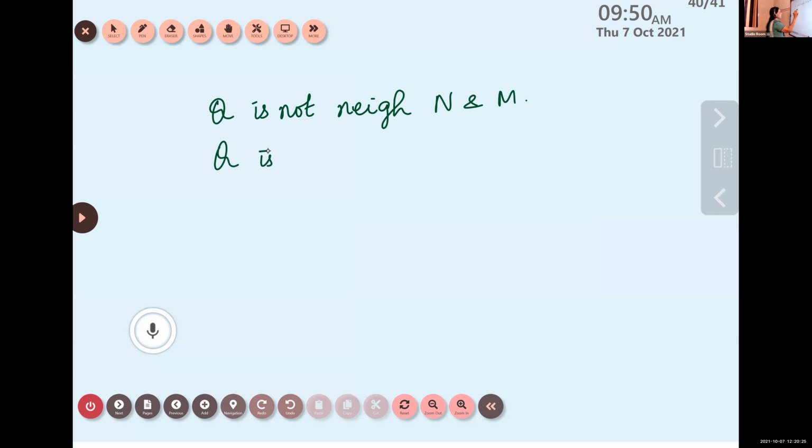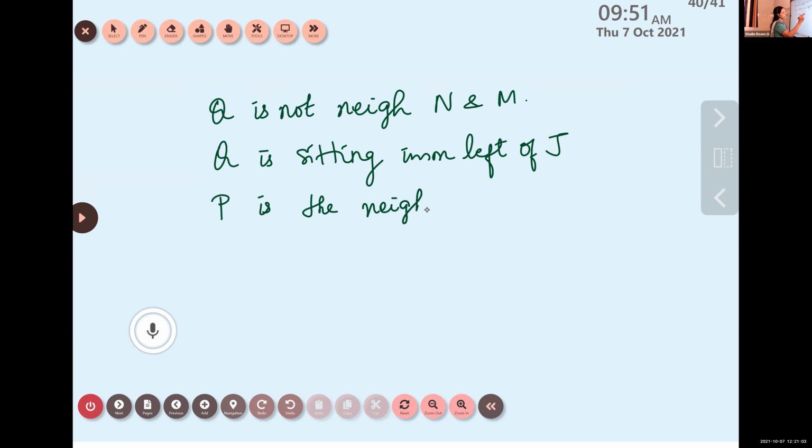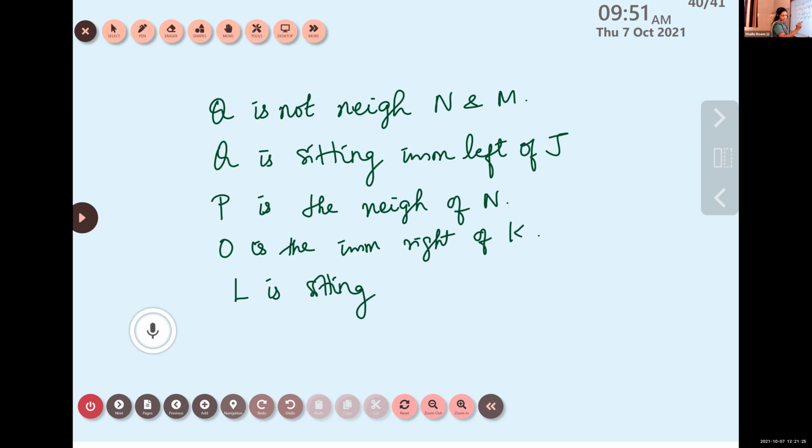Q is sitting immediate left of J. P is the neighbor of N. O is the immediate right of Q. Not Q, K. L is sitting between N and Q.